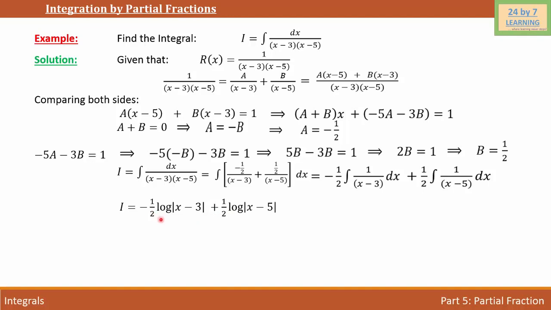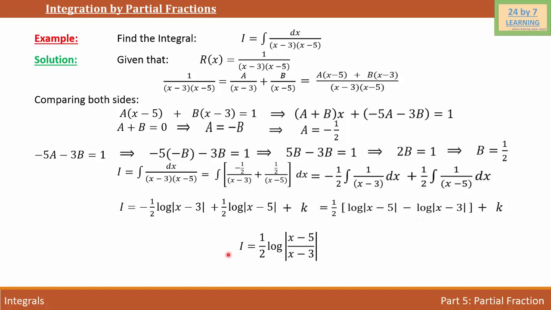As you can see, we can take 1 over 2 outside because they are common. So I will write 1 over 2 times (log|x - 5| - log|x - 3|) plus the constant of integration. And this is what? log a minus log b. So if I further simplify, I will write I is equal to 1 over 2 log|(x - 5)/(x - 3)| plus K, where K is the constant of integration. This is how we use partial fractions to find the integral.